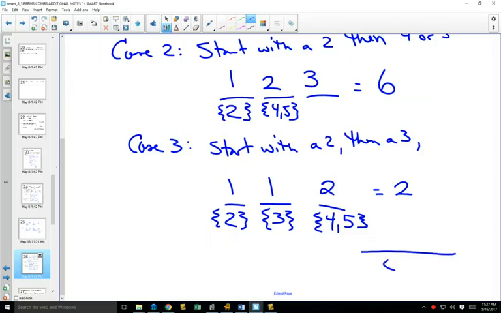Add these all up, because whenever we do cases, we add things up to get our total. And we have 44 in total.